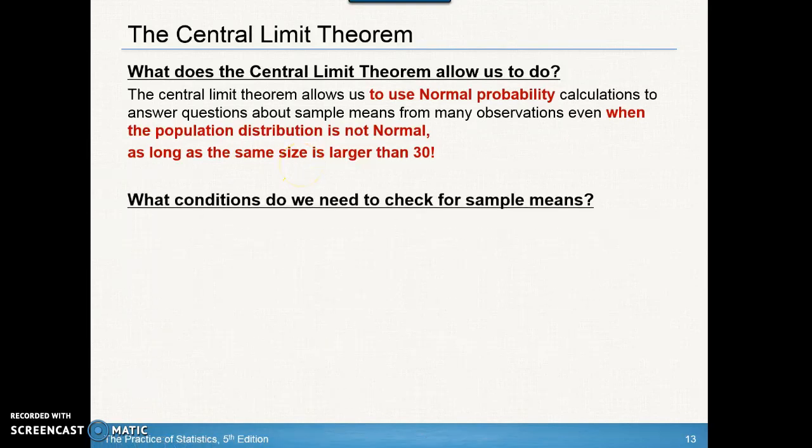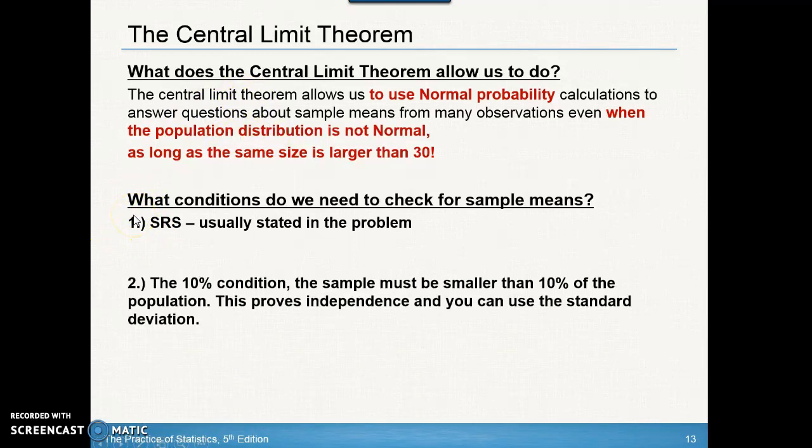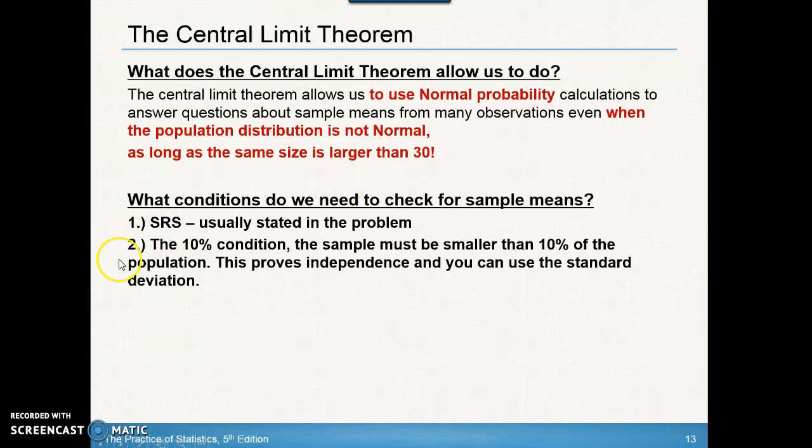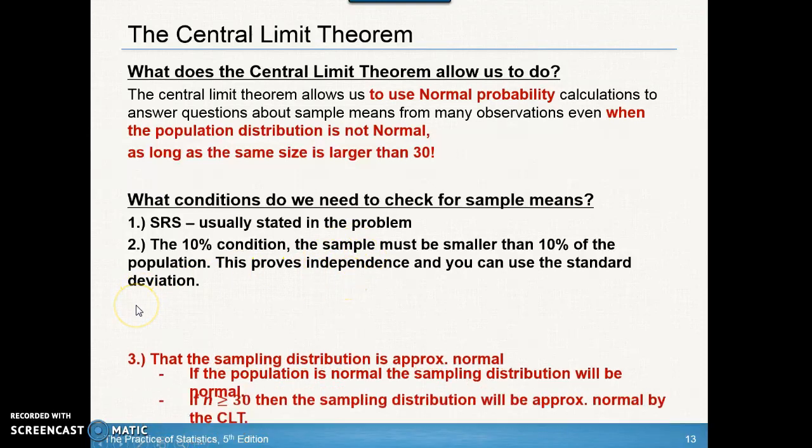Okay, so we talked about conditions in the last section. What conditions do we need to check for sample means? Same exact conditions. Number 1, did we have a simple random sample? That's usually stated in the problem, because remember that if we don't have a simple random sample, then most likely it's going to be biased. 10% condition, still exactly the same. So this is basically saying that the sample must be smaller than 10% of the population. Population's 10 times the sample size. This proves that each of the n values are independent and you can use a standard deviation.